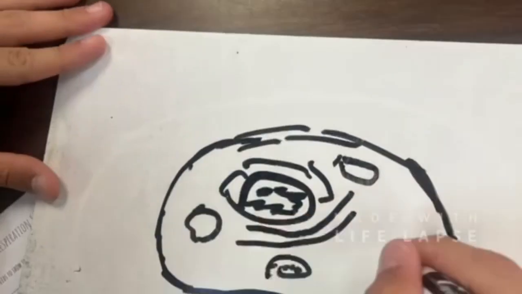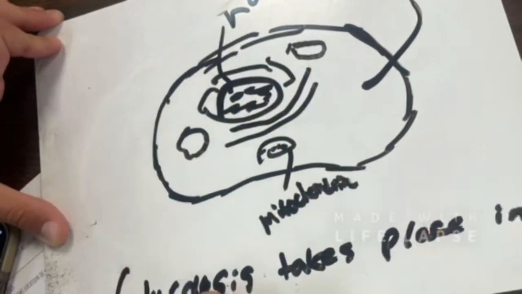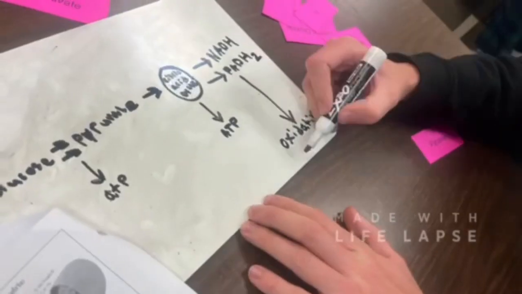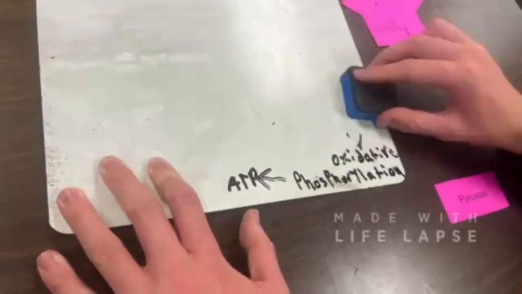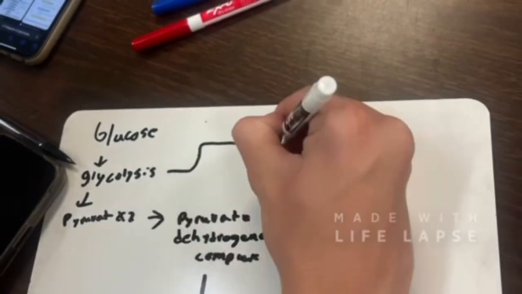Glycolysis is the first stage of cellular respiration. It takes place in the cytoplasm of the cell. During glycolysis, glucose is broken down into two molecules of pyruvate, and this process releases a small amount of energy, which is captured in the form of two ATP molecules.